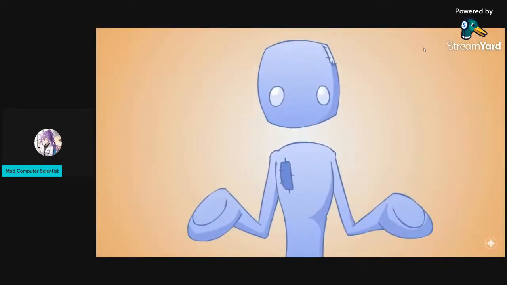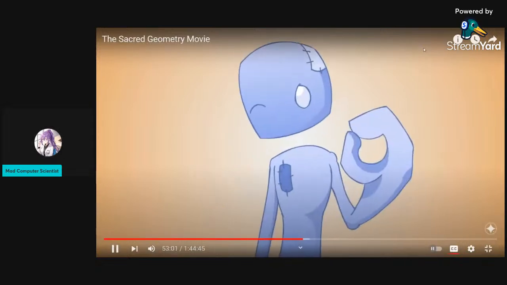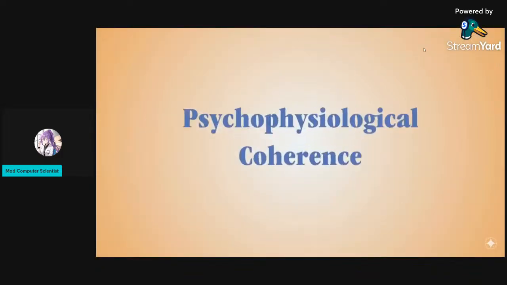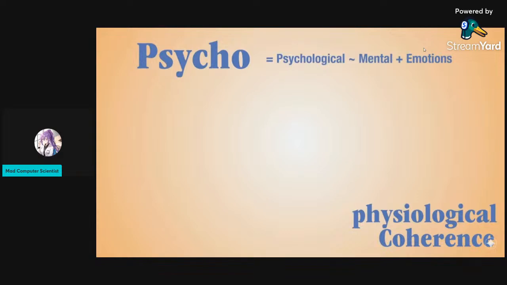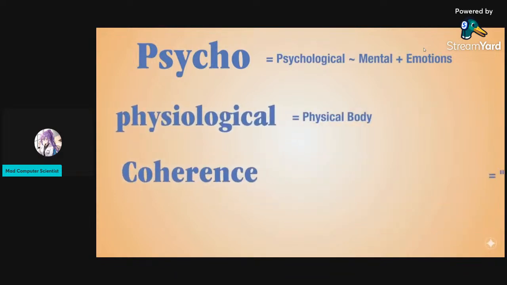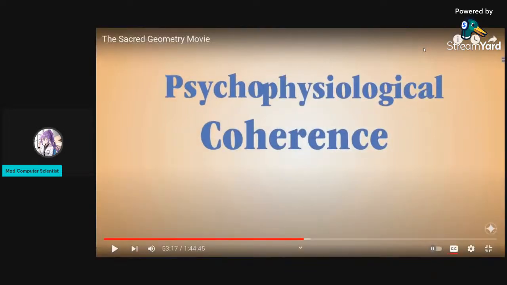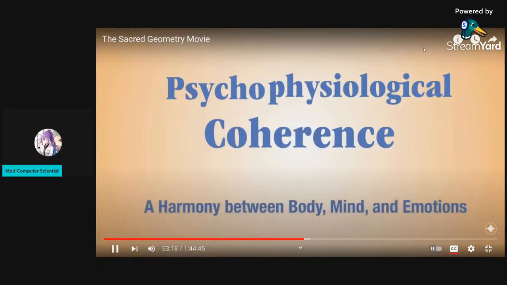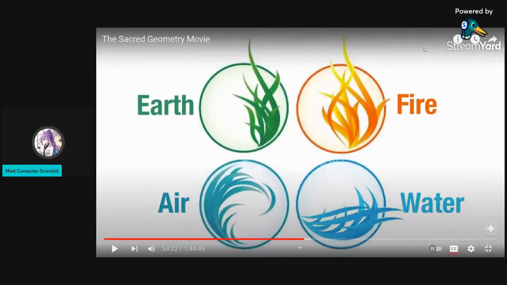The Institute of Heart Math has shown that generating sustained positive emotions facilitates a body-wide shift to a specific scientifically measurable state called psychophysiological coherence. The Institute of Heart Math? Let's break this down. Psycho comes from psychological, which means mental and emotions, and physiological means body. Coherence is systematic or logical connection or harmony. Jordan, I'm going to assume most of my audience was smart enough to understand what those words mean. Altogether, it means a harmony of both body, mind, and emotional functions. The only times I gave definitions were when I thought that you were misusing them.